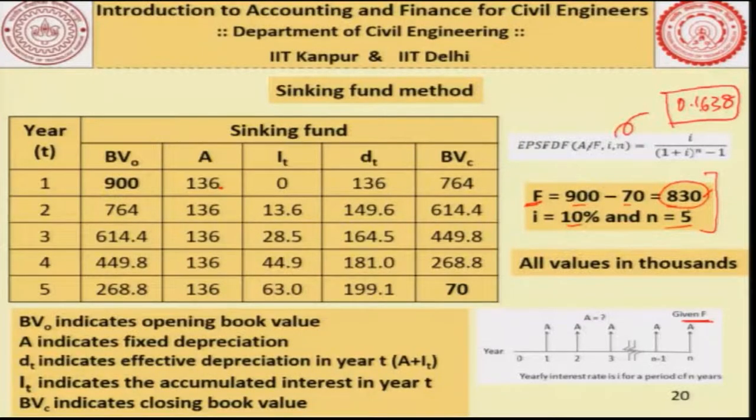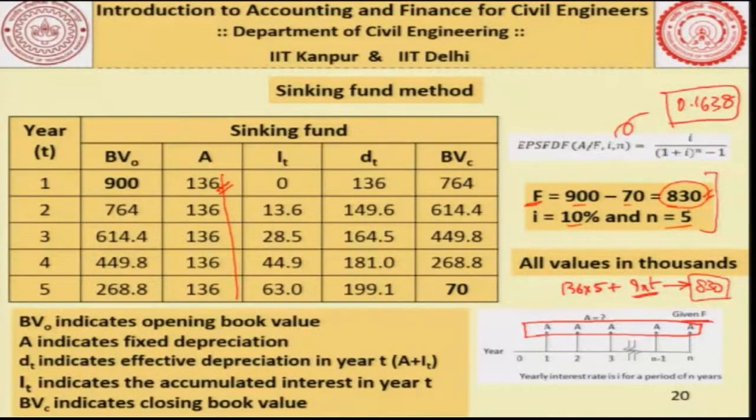It will be 0.1638 multiplied by 830, which is 136. So now this 136 is your A. That is, if you set aside 136 for a period of 5 years, it will grow to 830. What you are effectively saying is that 136 into 5 plus the interest that you get will be 830. So, that is something which we need to establish.